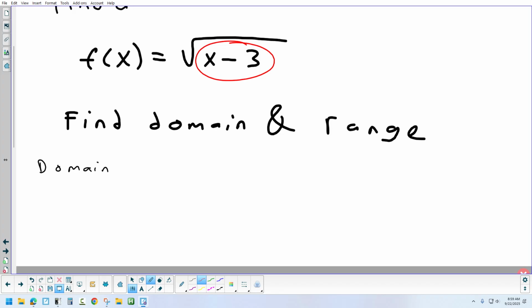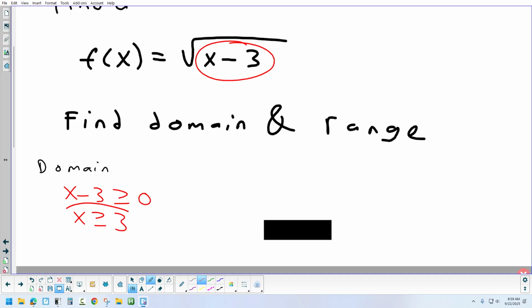Well, let's just start out by pretending you can't even see what's under there. Pretend it's just like a black box. That black box has to be what number or higher? 0. Yeah. So whatever's in that black box has to be 0 or higher. Now we have to look at what's in there. x minus 3. That means x has to be what number or higher? Equal to 3. Yep, so that's your domain. x has to be greater than or equal to 3.